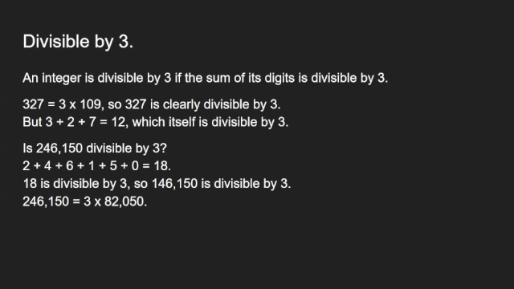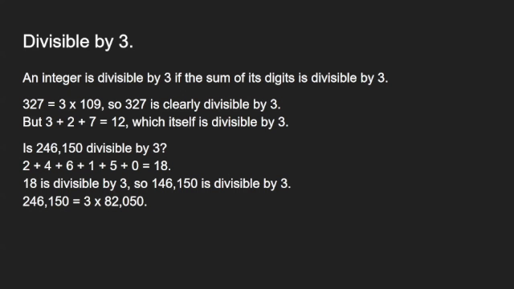Divisible by 3. An integer is divisible by 3 if the sum of its digits is divisible by 3. 327 equals 3 times 109, so 327 is clearly divisible by 3, but we can sum the digits up, so 3 plus 2 plus 7, which is 12, and check if that's divisible by 3, which it is, so 327 is divisible by 3.